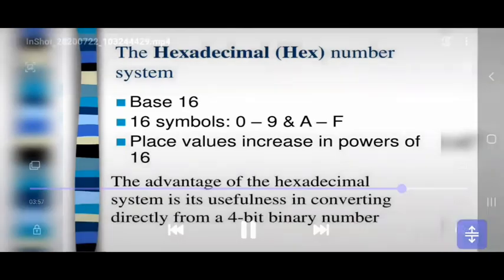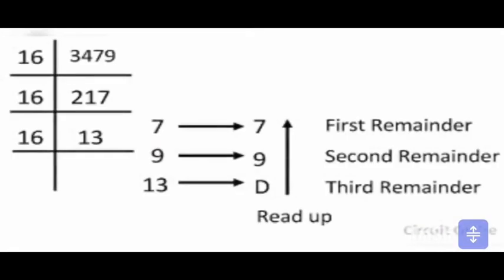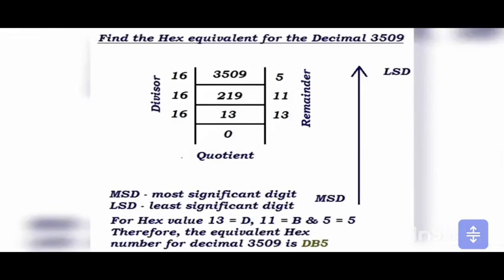In this we can see that again the decimal number is divided by the base of 16 every time, and from last to top it has been written 13, 9 and 7. Now 13 can be read as D, so it is D, 9 and 7.